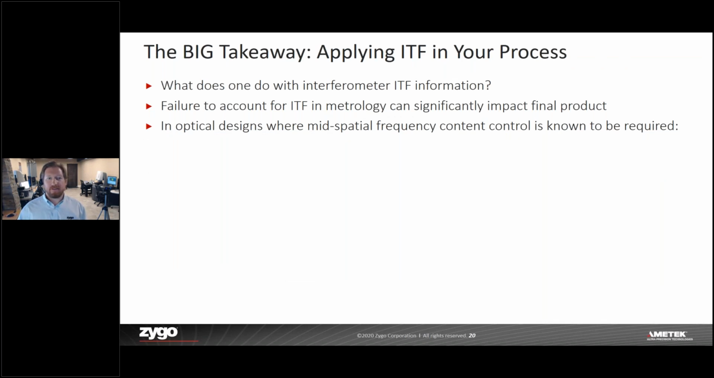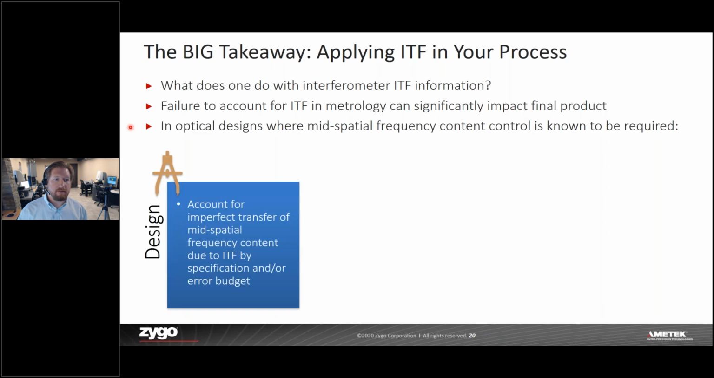So what does one do with this ITF information now that we've seen these examples and understood how interferometers are attenuating surface information? We just saw that any failure to account for ITF in metrology can significantly impact the final product, the mirror or optic being polished. And in optical designs where mid-spatial frequency control is known to be required, there are a few things that one can take into account. First, at a design level, it should be understood that imperfect transfer of mid-spatial frequency content due to ITF will occur, and that can be specified.